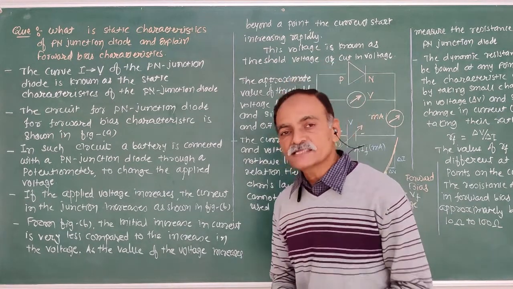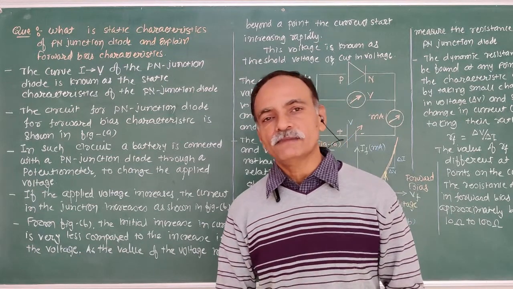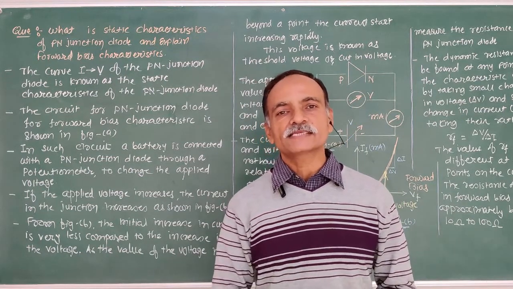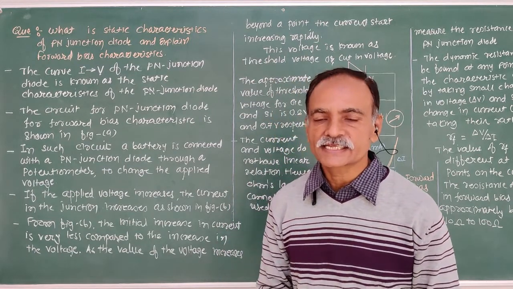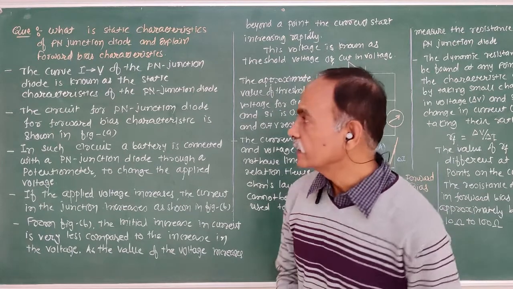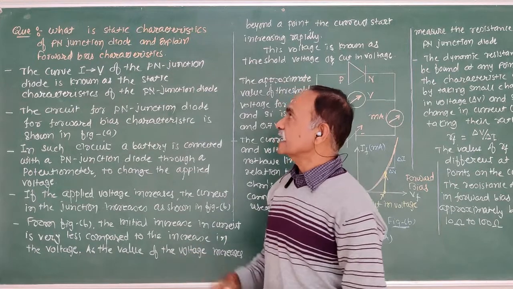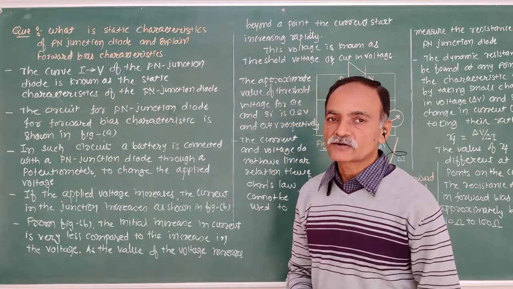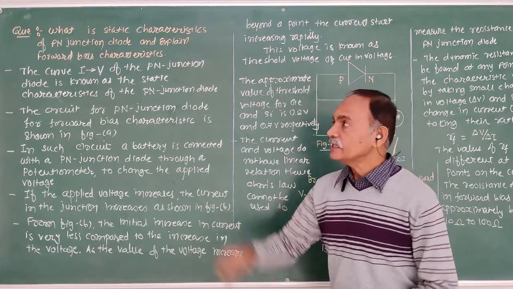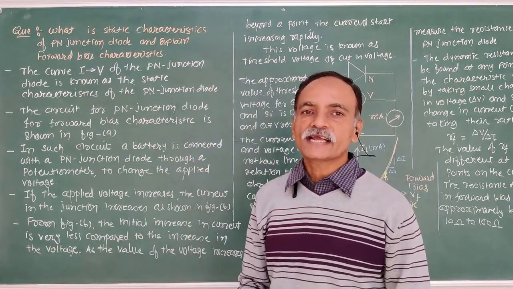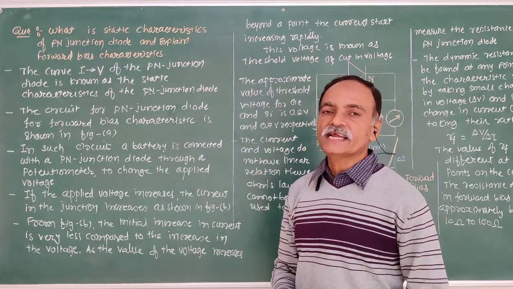Right? For this PN junction diode in forward bias, as we change the input voltage or the applied voltage, whatever change takes place in the current in the circuit is known as the static characteristic of forward bias. A 2 marks question is also asked that way: what is the static characteristic of PN junction diode, and explain the forward bias characteristic.